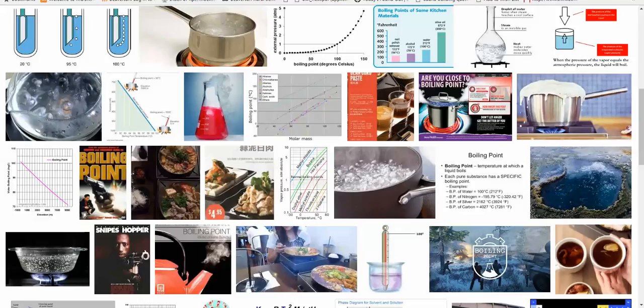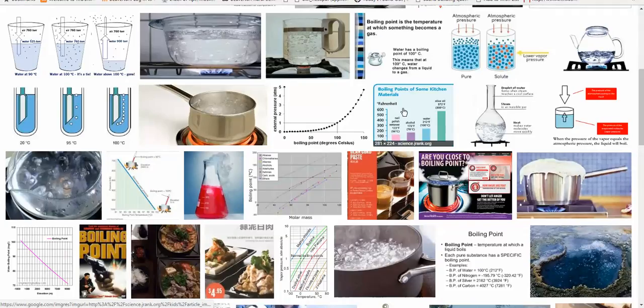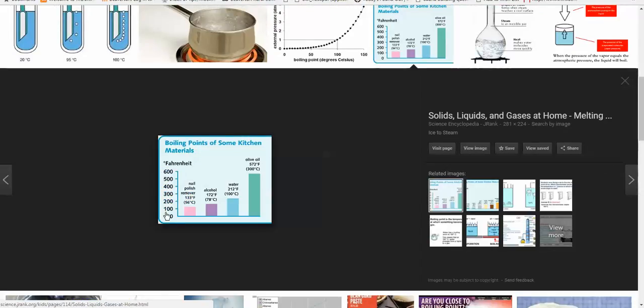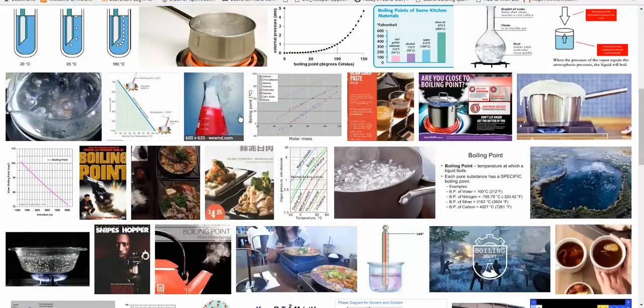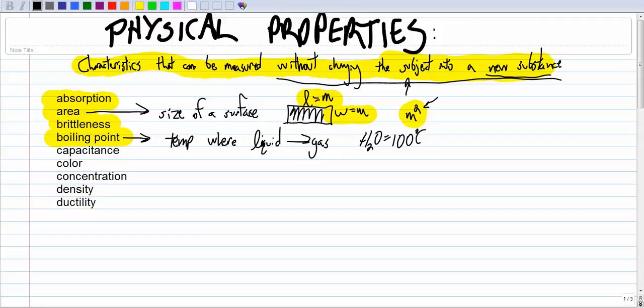Let's see here. Nail polish remover boils at 56 Celsius. Water's at 100. Alcohol boils at 78 Celsius. We talked about that already in the separating chemicals video. Olive oil doesn't boil until you get up to 300 degrees Celsius. So there's another one. Capacitance, we're going to skip in this class.